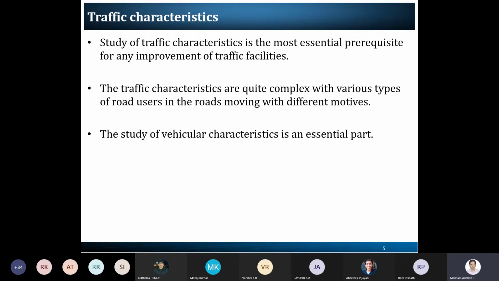Those traffic characteristics we are going to study at a slightly more micro level in the further categories: volume, speed, accidents, and parking.